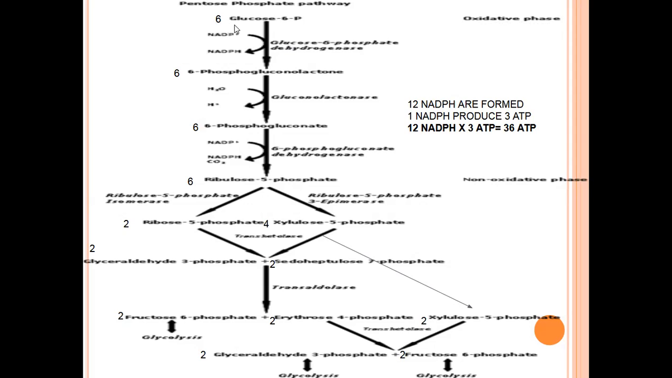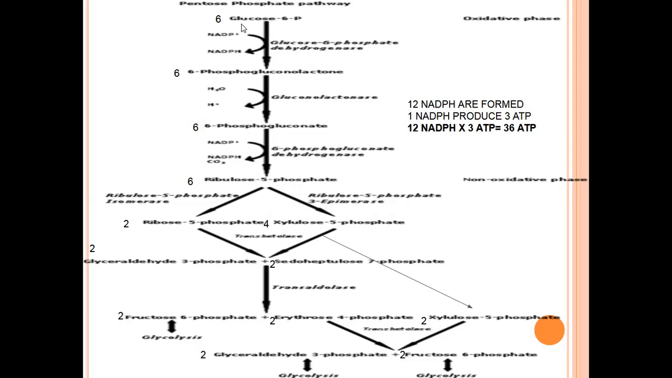6 molecules of glucose 6 phosphate convert into 6 molecules of 6-phosphogluconolactone in the presence of glucose 6-phosphate dehydrogenase enzyme. In this reaction, 6 molecules of NADP plus convert into 6 molecules of NADPH.